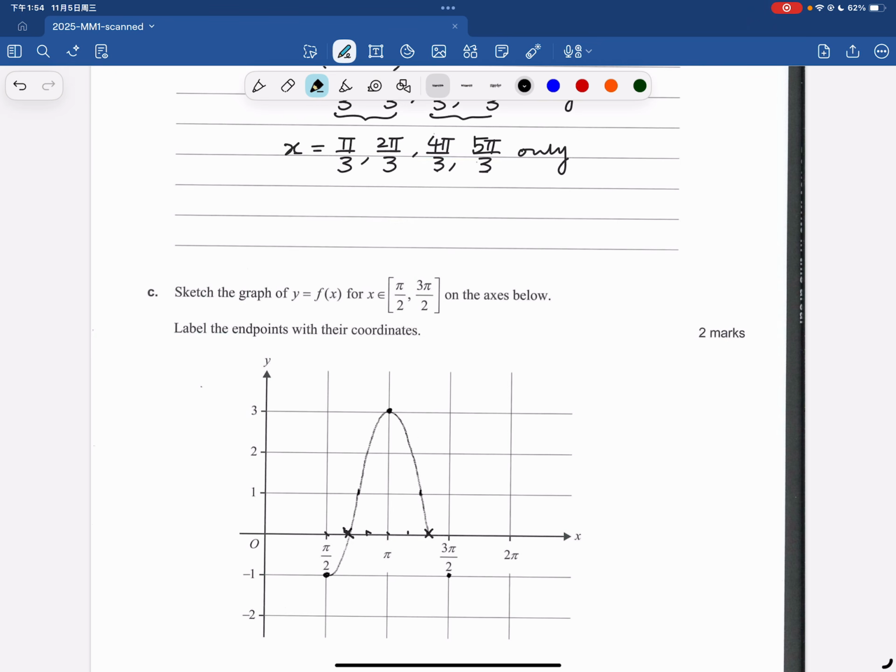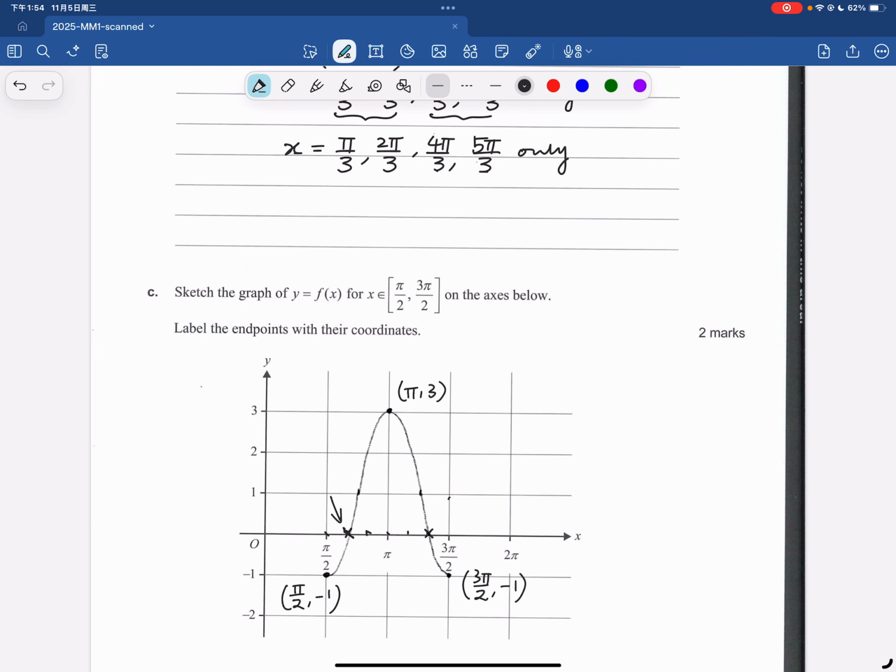Like that, and that. Make sure you show the correct curvature around each point, and I'll just label the endpoint. This is 3 pi on 2, minus 1. This is pi on 2, minus 1. The middle you have pi comma 3.